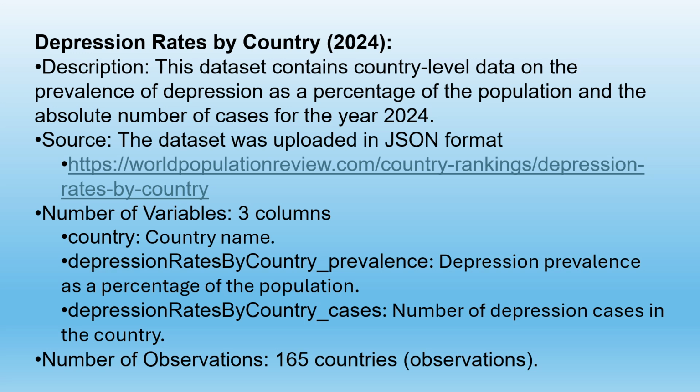In this data set, I put together three different data sources to combine the data and the variables that I needed. The first data set that I got is depression rates by country 2024. This data set contains country level data on the prevalence of depression as a percentage of its population and also the absolute number of cases for the year 2024. We'll only be using depression rates by country or prevalence, which is later transmuted to depression prevalence.